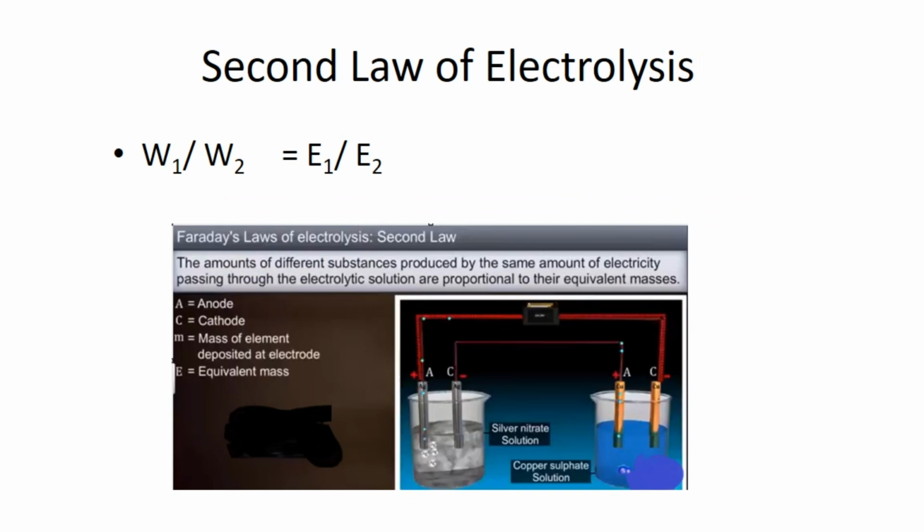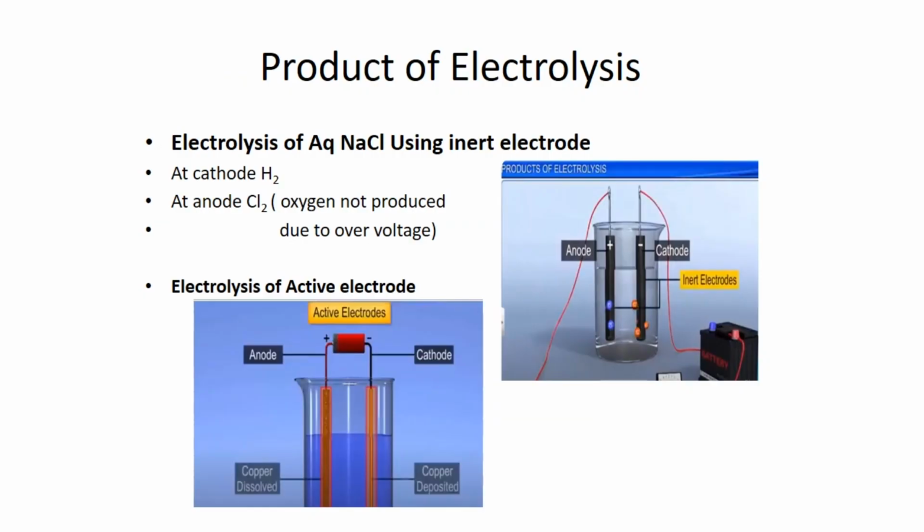Second law of electrolysis, use the formula W1 over W2 is equal to E1 over E2. Products of electrolysis: depending on the electrode which we are using, we'll get different products. If we are using an inert electrode, as shown in the slide, electrolysis of aqueous sodium chloride, we get hydrogen at the cathode and chlorine at the anode. Oxygen is not produced due to overpotential.